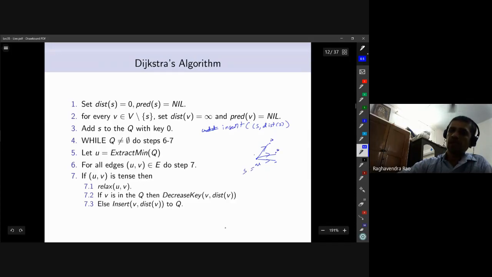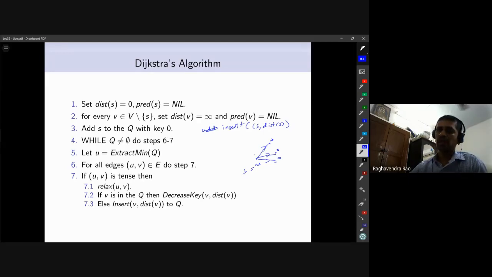So all of them will have key infinity and the corresponding vertices. Now you see if the edge is tense. Of course, all of them will be tense. So for each of them, you see if they are already in the queue. If it is in the queue, then apply decrease key. Else you insert that with the corresponding distance. So after relaxation, it will be the weight of this edge, this edge, and so on.